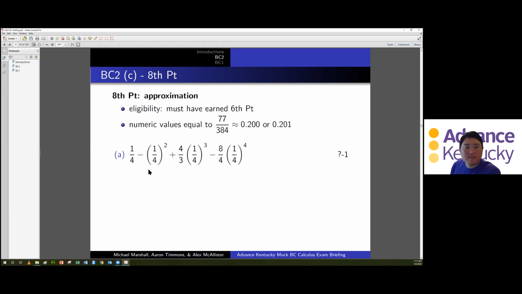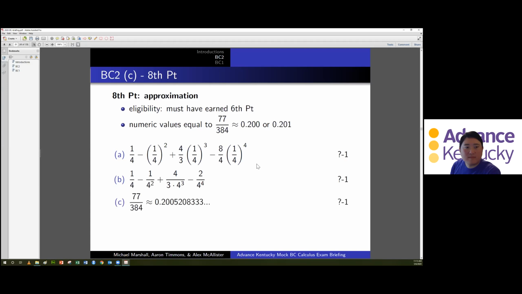We might see them with the 1/4 plugged in everywhere. The students aren't required to simplify their numeric presentations, right? We're looking for numeric values equal to this. So this turns out to be a correct numeric expression to earn the approximation point. Here's another version of it, right? Where they've distributed those powers. Maybe they've done some canceling or not.